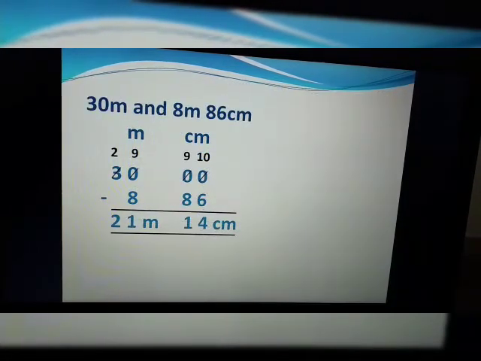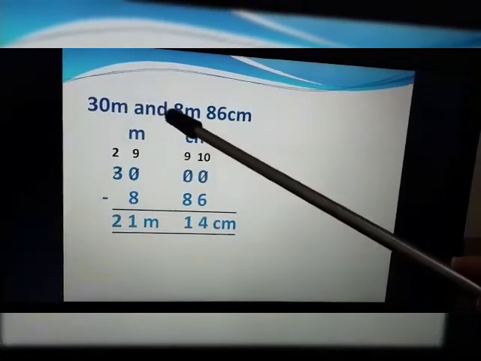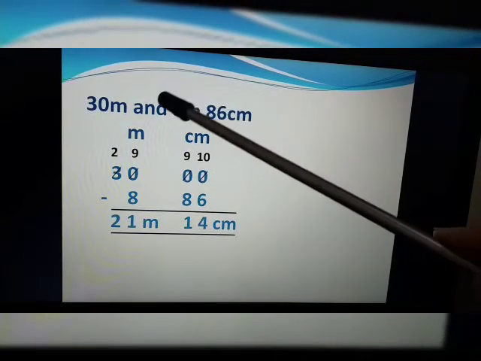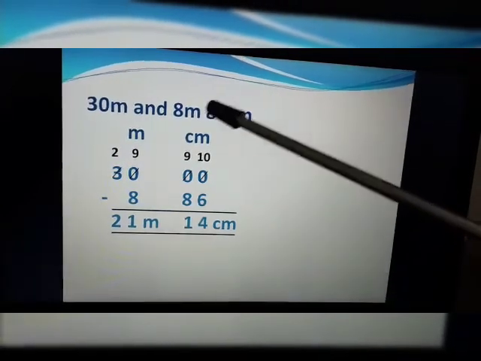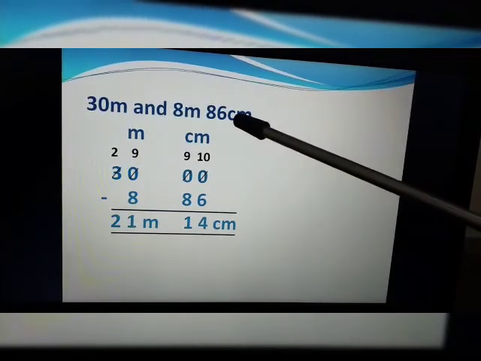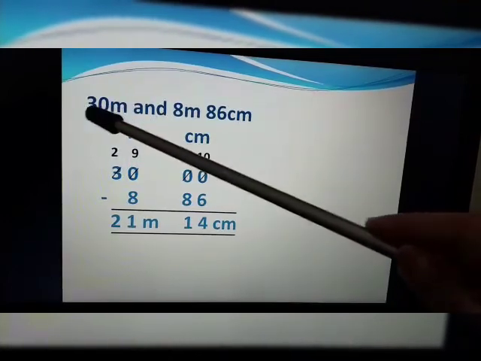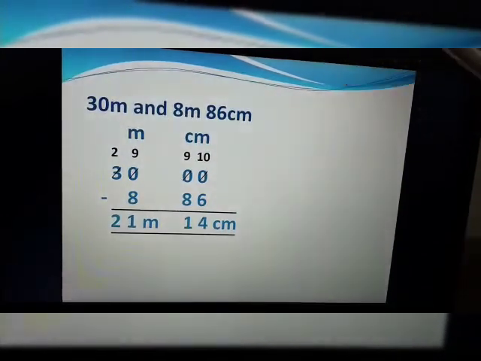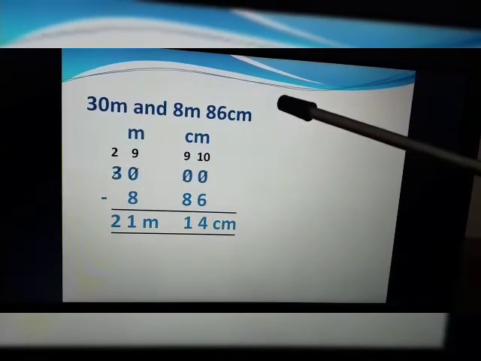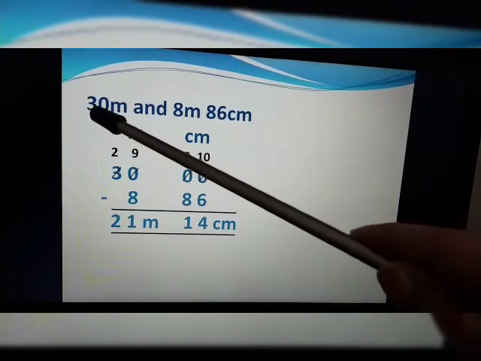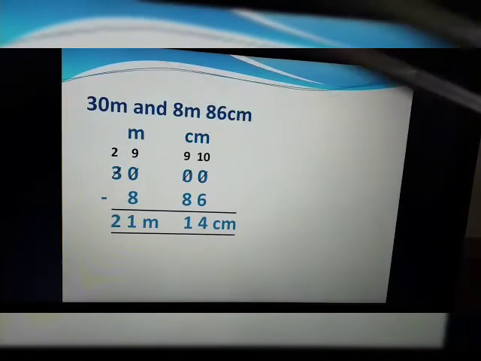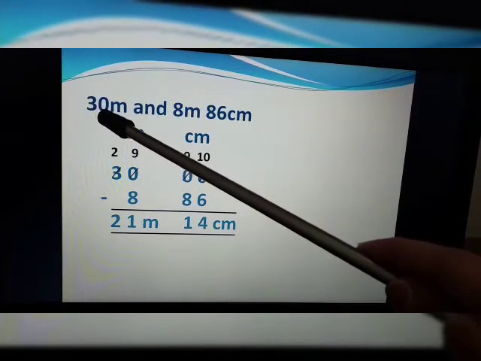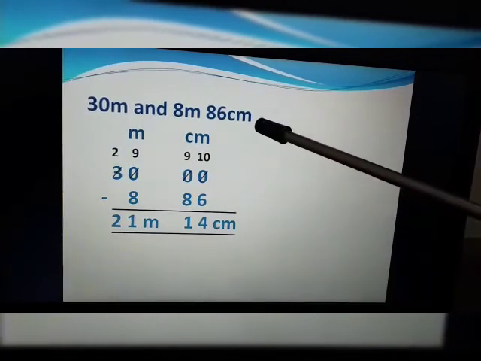Let's see one more example. 30 meter and 8 meter 86 centimeter. In this number both units are given, 8 meter 86 centimeter, but here only the meter unit is given. Okay, the centimeter unit is not given. So first of all we have to compare the bigger unit, 30 meter and 8 meter. Which one is bigger? 30 meter. Okay, so this will be the minuend and this will be the subtrahend.